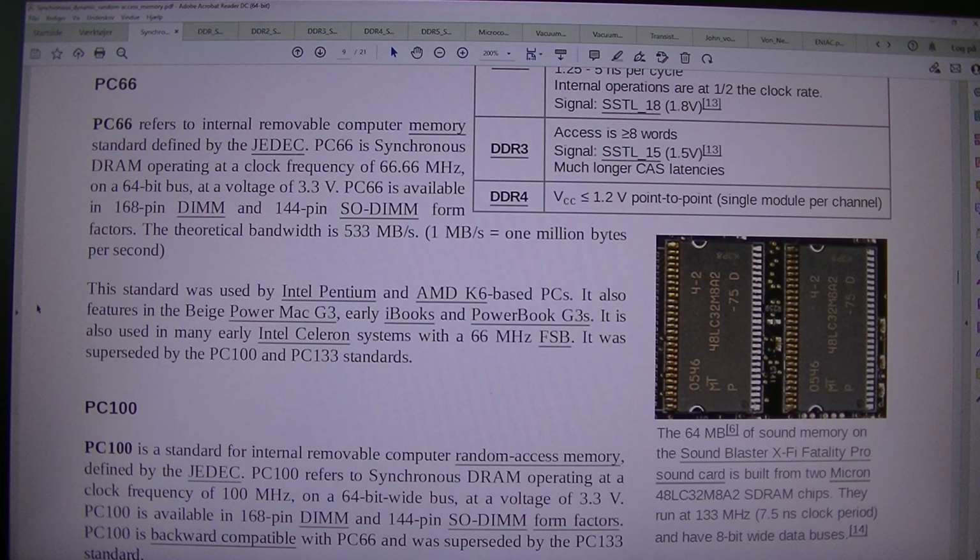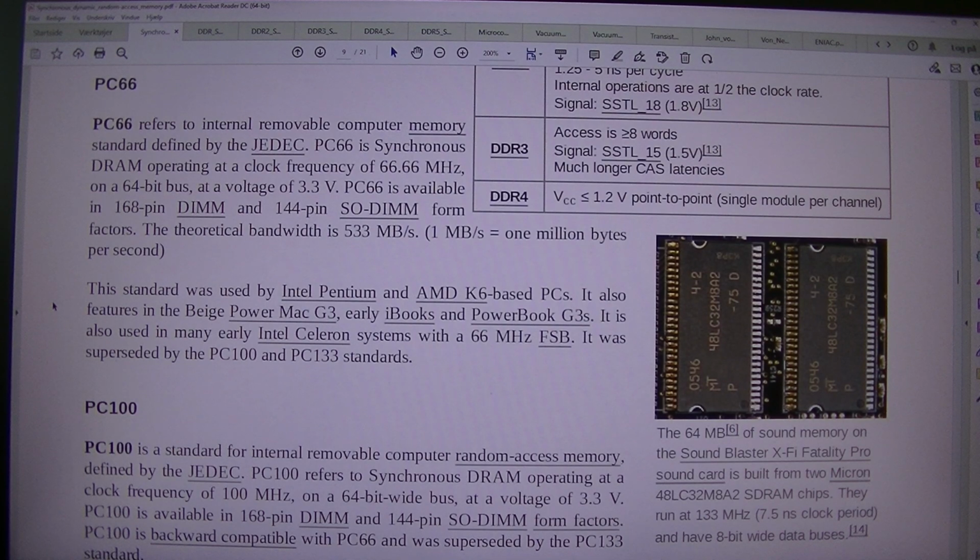This standard was used by Intel Pentium and AMD K6 based PCs. It also features in the beige Power Mac G3, early iBooks and PowerBook G3s. It is also used in many early Intel Celeron systems with a 66 MHz FSB. It was surpassed by the PC100 and PC133 standards.